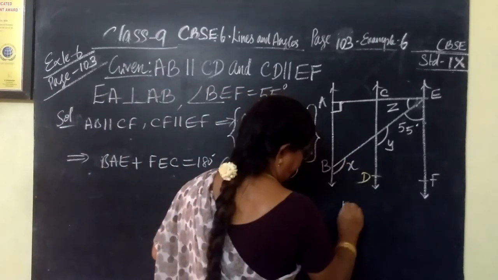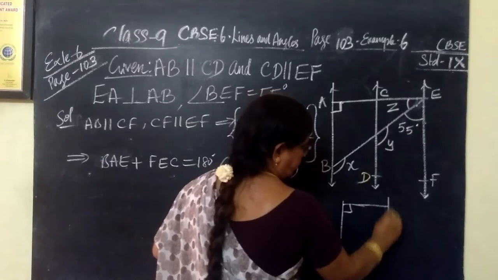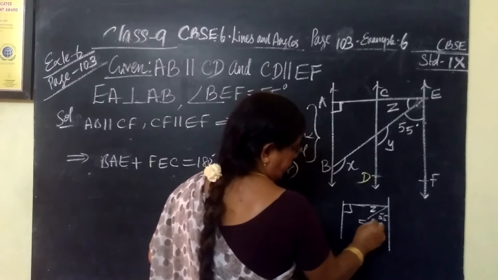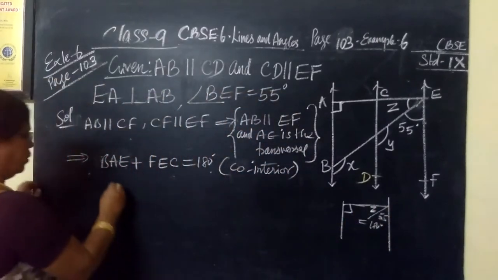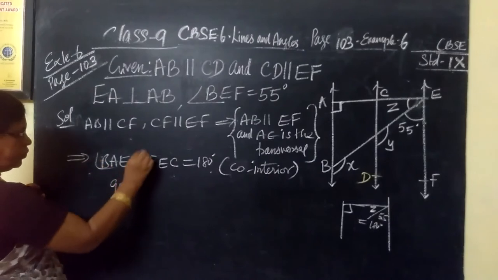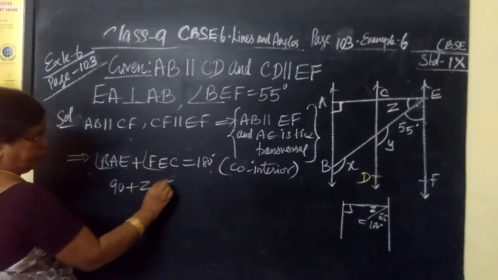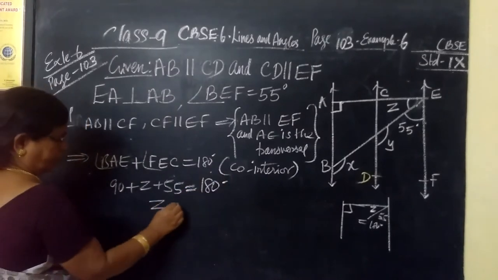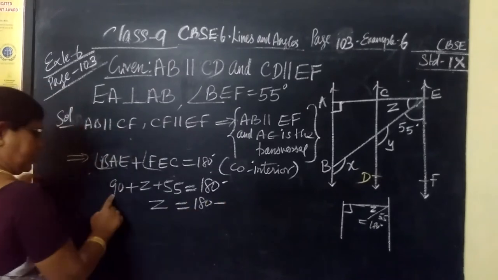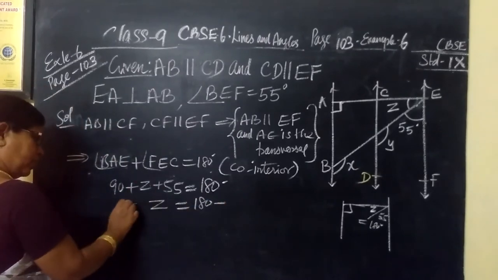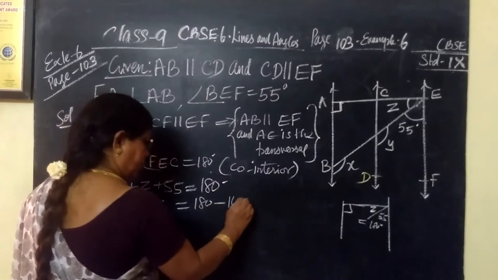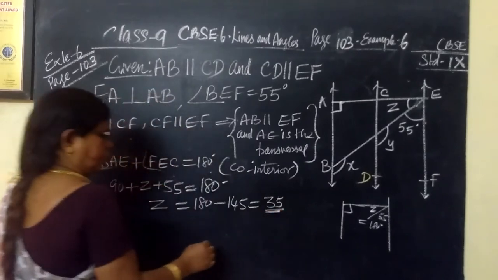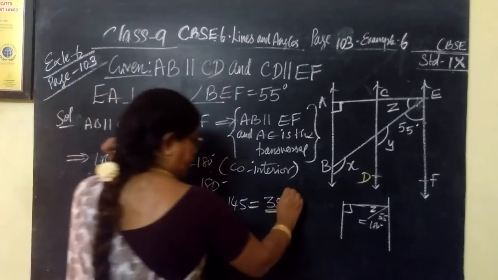So this angle Z plus this 55 is equal to 180 degrees. So 90 plus Z plus 55 equals 180 degrees. Therefore, Z equals 180 minus 145, so that is equal to 35. So we know one answer. Z we have found.